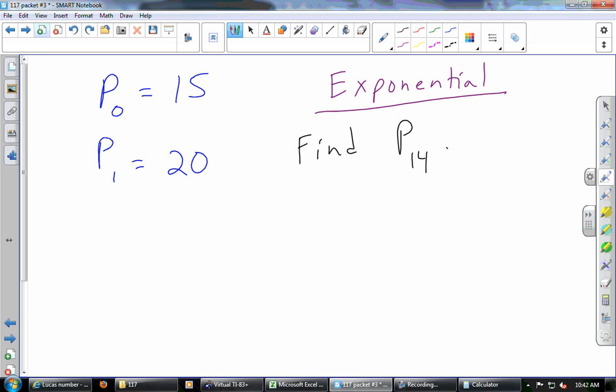Okay. P0 is 15, P1 is 20, and it's exponential. So is this one where we keep adding the same number or multiplying by the same number? It's multiplying. So that's a tip off here. Exponential is your key that says we are multiplying by the same thing. So one thing we're definitely interested in knowing is that common ratio. What is it that we are multiplying by every time?